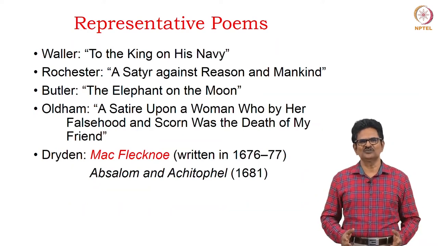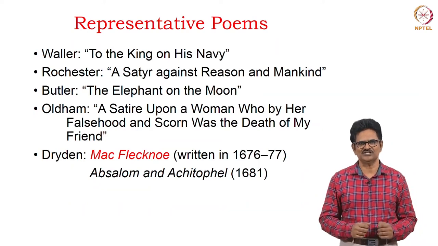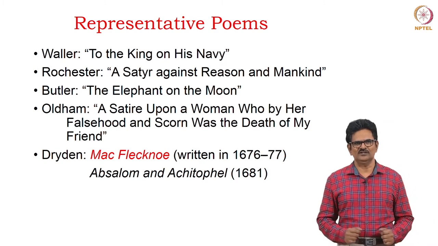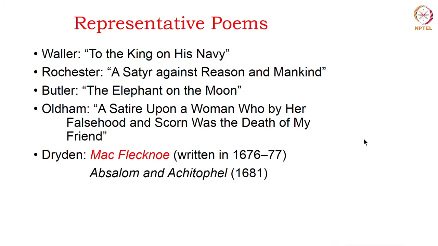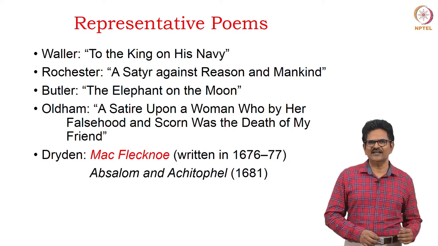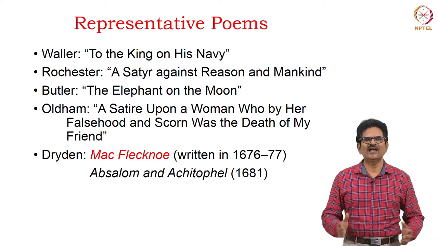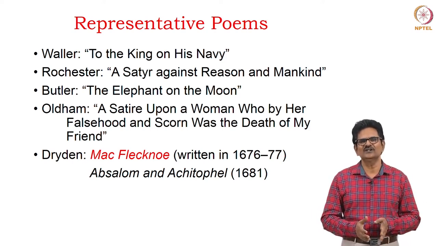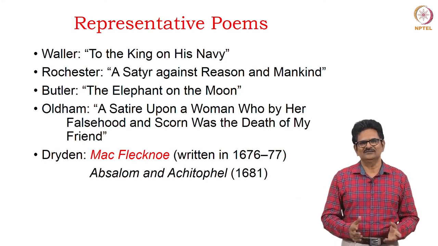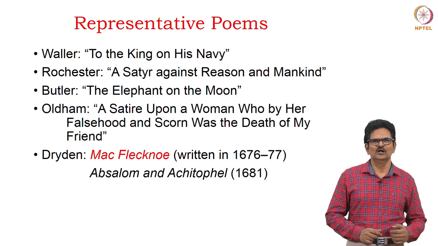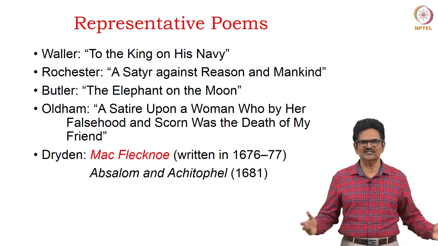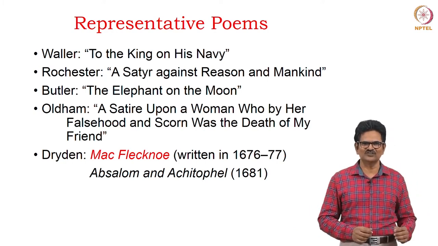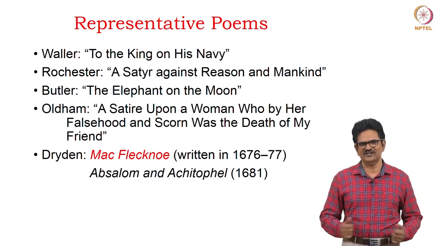We have a number of poems which are representative of Restoration poetry. First, we have Edmund Waller's poem "To the King on His Navy." Next, we have John Wilmot, that is Rochester's poem, a satire against reason and mankind. Third, we have Samuel Butler's poem, "The Elephant on the Moon." The title itself is indicative of the kind of inventive mind that this period had. Then we have Oldham, whose again long title is indicative of the spirit of the age, "A Satire upon a Woman Who by Her Falsehood and Scorn Was the Death of My Friend."